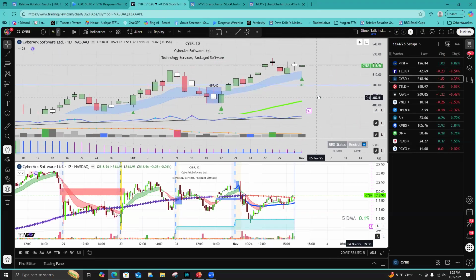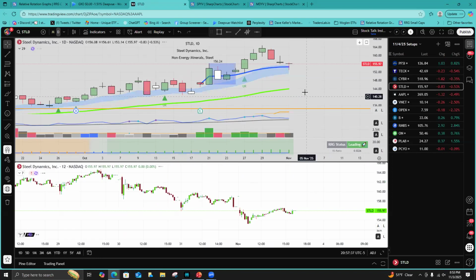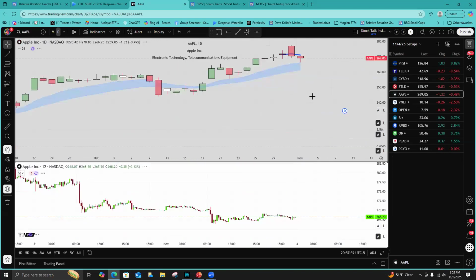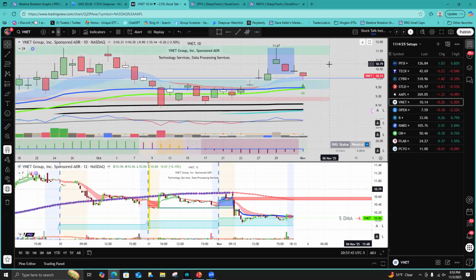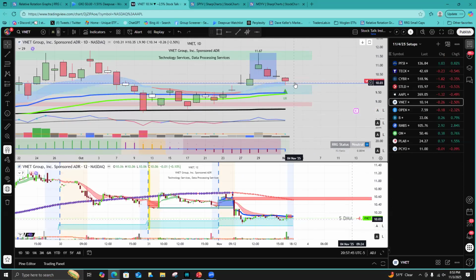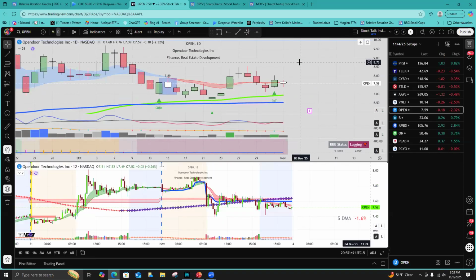Back through the earnings VWAP through the high of the day. Cyber looks good. STLD looks good. Apple looks good. VNet. Yeah, nice $10 level right here to manage risk off of. Still got time before earnings off that double top move.